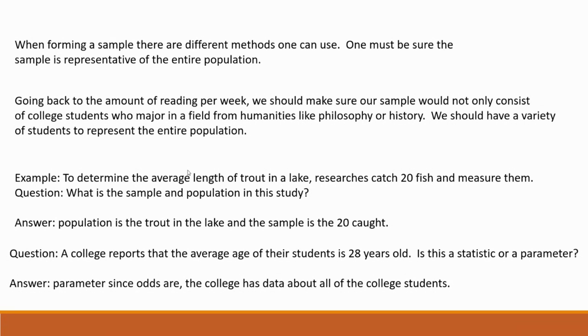Here's another one. The college reports that the average age of their students happens to be 28 years old. So is that a statistic or a parameter? So again, this I got from the book, and they're saying, which I agree with, it's a parameter. Mostly because the college does have the age of all of their students. You know, they have information about each student, right? You know, where you're from, what your major is, that kind of thing, and their age as well. So it would make sense to say that's a parameter.